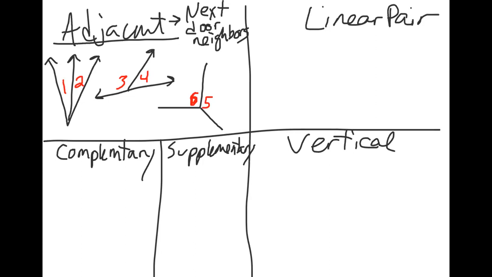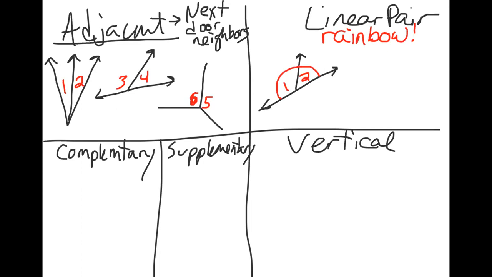Linear pairs. This is the rainbow that I keep mentioning. They have to make that full rainbow together. So what you need is a straight line and then some angles coming off of it. So like that. See how they make the full rainbow together? That's what I have to have for a linear pair.